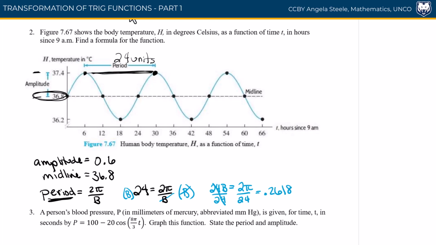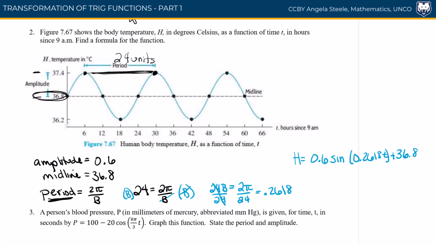All right, let's go ahead and write our equation. So we have our function h is equal to 0.6 for the amplitude, sine of 0.2618 t plus 36.8.